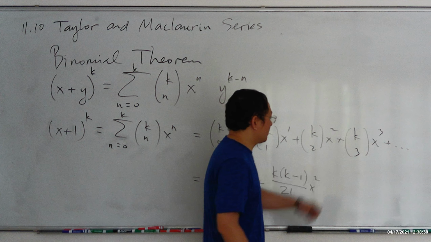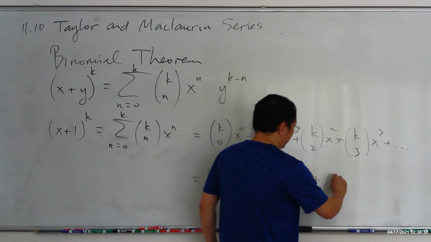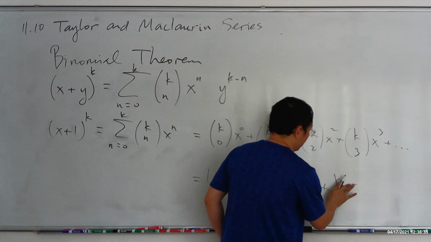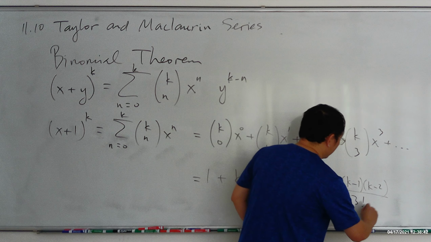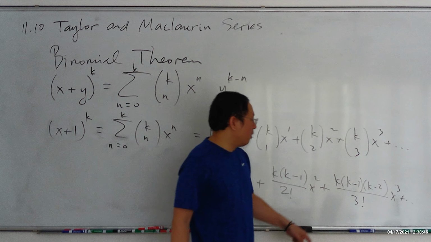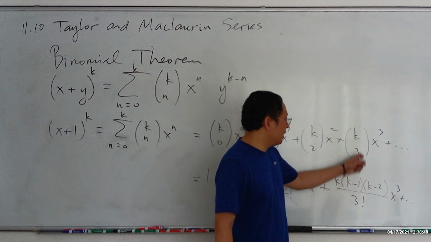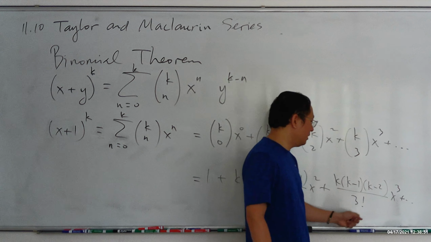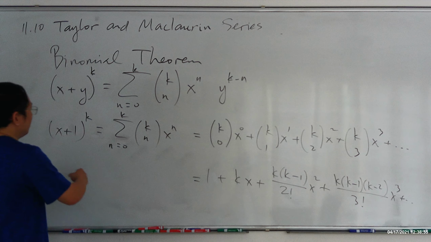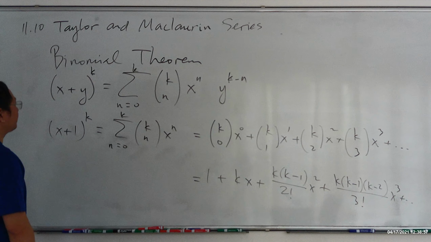So k choose 3. This is what we mean by k choose 3: k times k minus 1 times k minus 2. You see, choose 3 means you have 3 factors, divided by 3 factorial and then x cubed. The next term, k choose 4, means k times k minus 1 times k minus 2 times k minus 3 over 4 factorial. Keep going. And for the Calc 2 version, k could be any number.